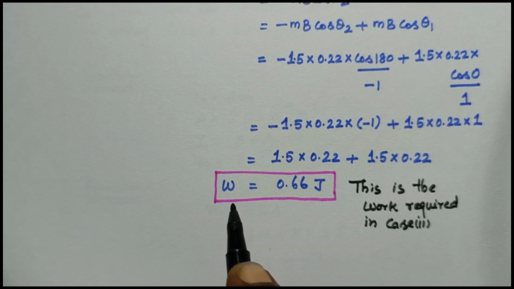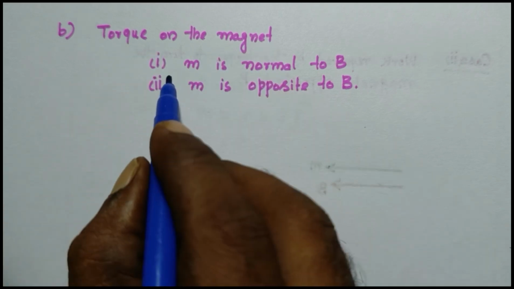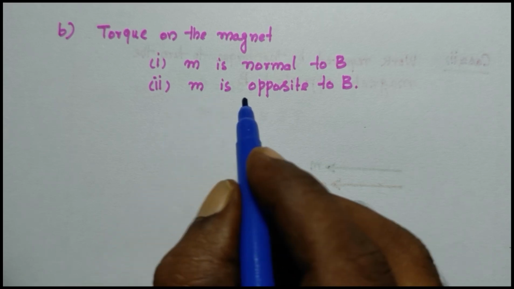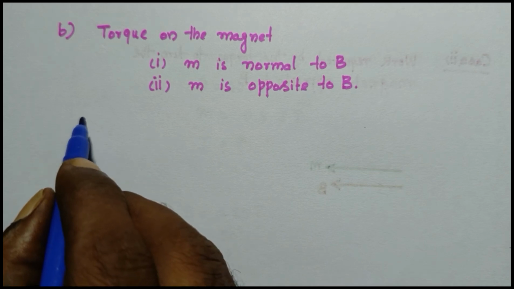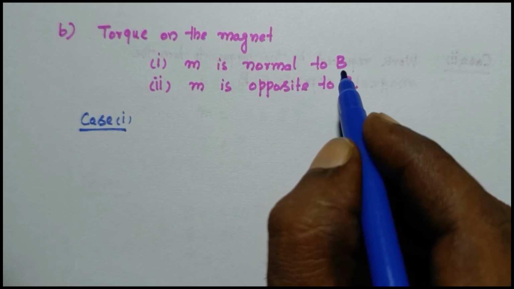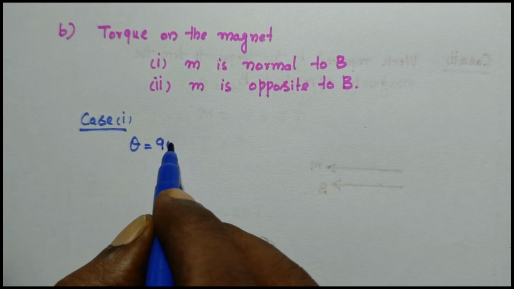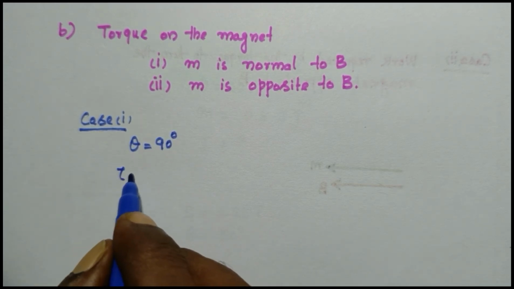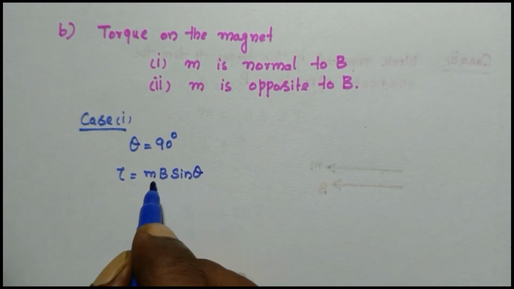Now, let us find the answer for the second subdivision. In the second subdivision, we have to find the torque on the magnet in two cases. In the first case, M is normal to B, and in the second case, M is opposite to B. Here, M is the magnetic moment. Now, let us find the answer in case 1. In the first case, M is normal to B. Since M is normal to B, the angle theta is equal to 90 degree. We can find the torque by using the relation torque tau is equal to mB sin theta. This is the magnitude of the torque.